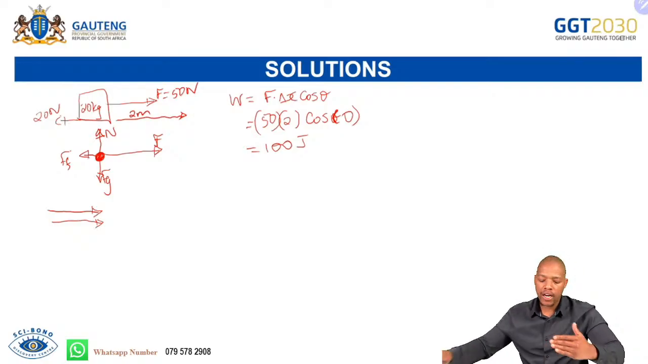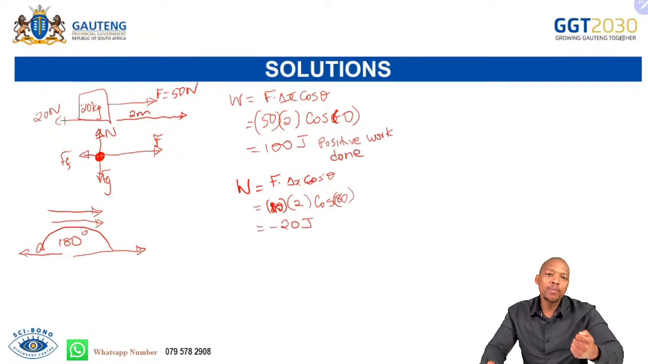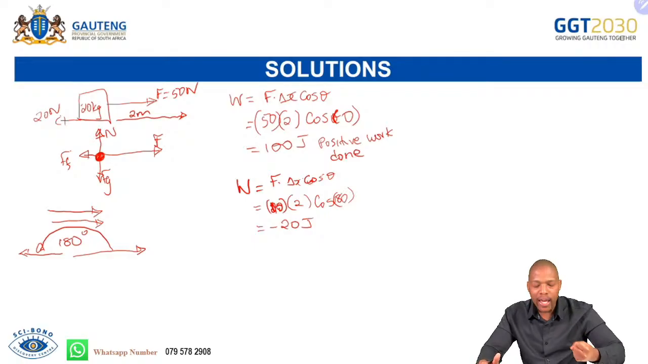Now, what does this 100 joules indicate, grade 12? You would remember that if you are pushing something where there's no friction, imagine yourself pushing something on a smooth floor. It will be very, very simple for you to push it. Why? Because nothing works against you. But if you push something on a rough surface, it will be difficult. Why? The friction is working against you. The friction takes some of the energy that you have transferred.